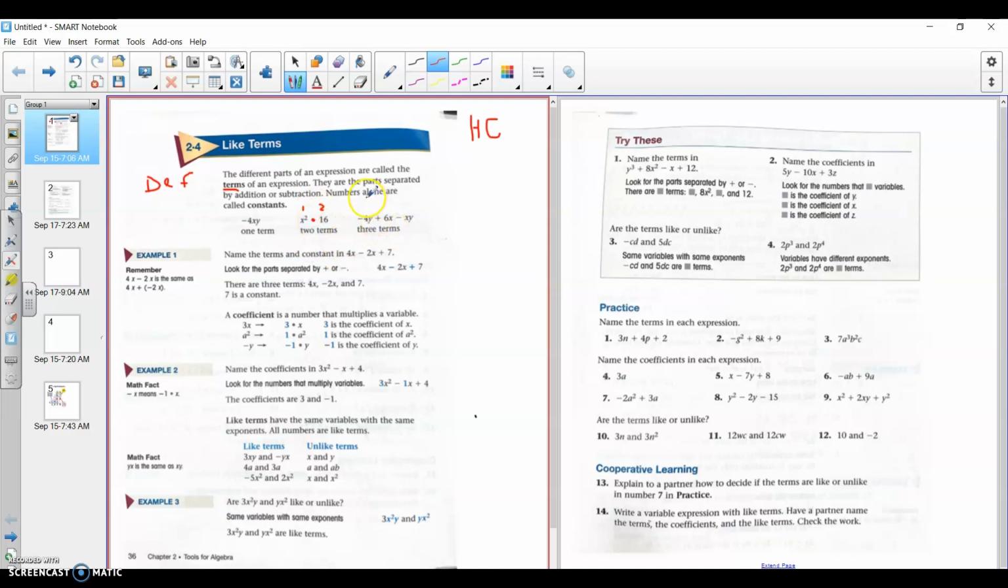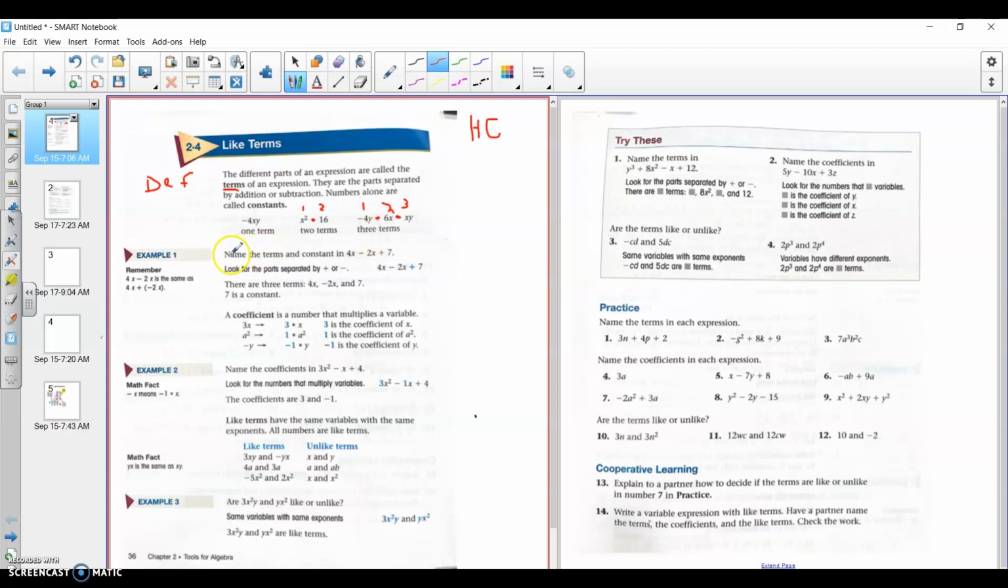How do you get three terms? Same way. Negative 4y is 1. 6x is 2, or the second term, and xy is the third term. Again, you are completely ignoring the operation. So the plus and the minus that were there, ignore them. On your paper, your answer would be negative 4y, 6x, and xy separated by commas if they're just asking for the terms. So with that, let's go into example number 1.